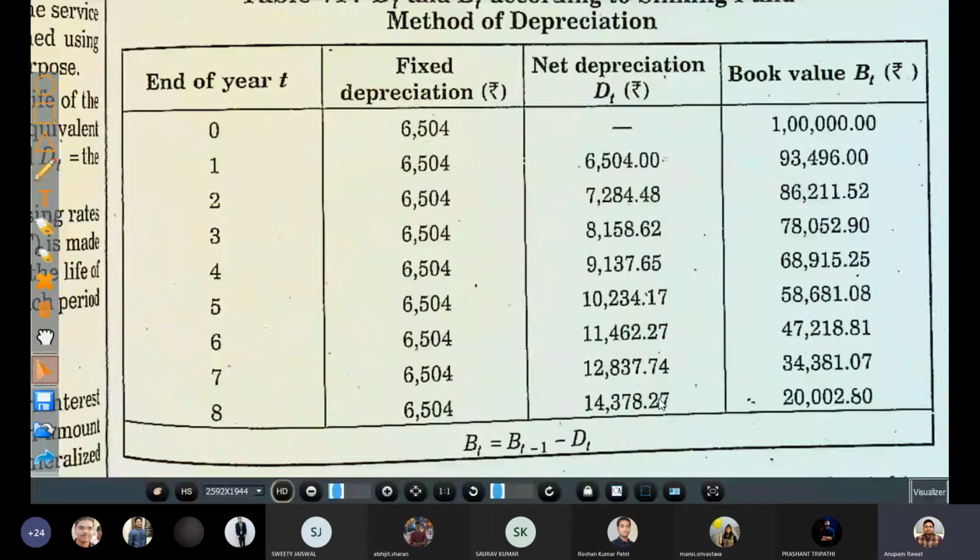Generally, this type of depreciation is found in the case of a building. As time passes, the depreciation of the building increases. The depreciation value increases. So at the end of the 8th year, the book value becomes 20,002.80.